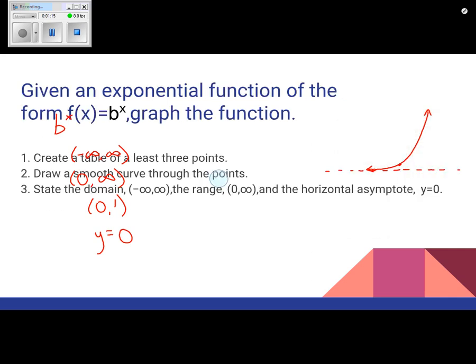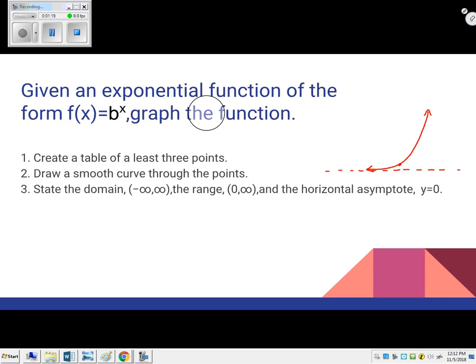So here's my basic rundown of what needs to happen whenever we're graphing these. I want to make a table of values, and I'm going to use at least 3 points and be very specific with the 3 points I want, to make it easy on us. Draw a smooth curve, and then we know our domain, range, and horizontal asymptote.